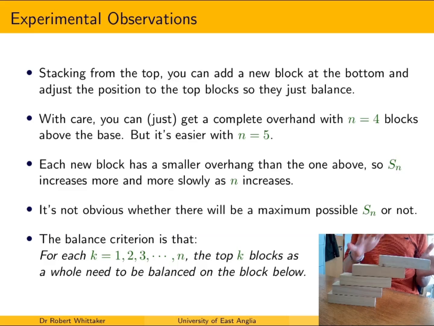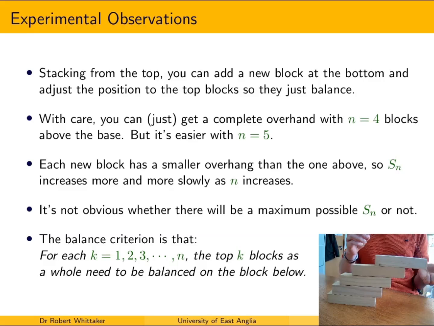You've probably also noticed that as you're stacking them up like this, the overhang you get with each additional block is going to be smaller than the one before. So whatever overhang you're getting for S, it's going to increase more and more slowly as you increase n. Because of that, I don't think it's really obvious whether there is a maximum overhang you can get or not. You're sort of adding on smaller and smaller bits, but does that mean that the overhang just gets larger and larger but more and more slowly, or does it approach some finite limit? And that's something that we're going to think about theoretically with the mathematical modelling later on.